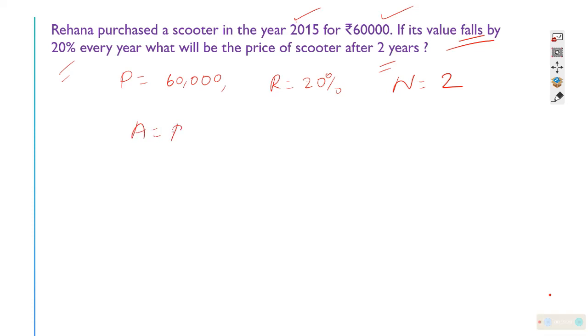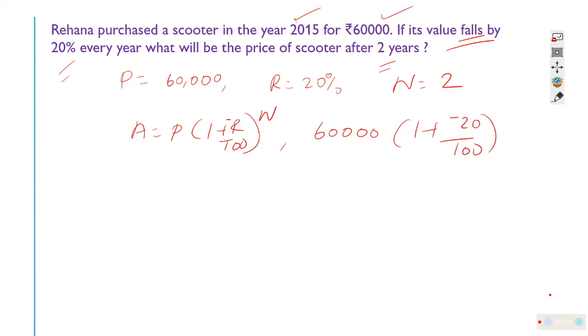So A is equal to P into (1 plus R upon 100) whole to the power n is the formula. The peculiarity is that this particular thing reduces, so we have to put a negative sign here. How? By substituting in the formula: 60,000 into (1 plus R), putting minus 20 in place of R and solving. So the whole thing will become negative for 2 years. In the case of depreciation, the rate of depreciation, the R that we calculate as the rate of interest, we have to put negative. Okay, so that is the mechanism.